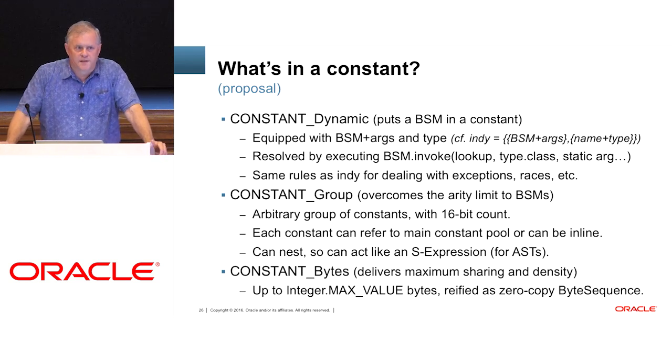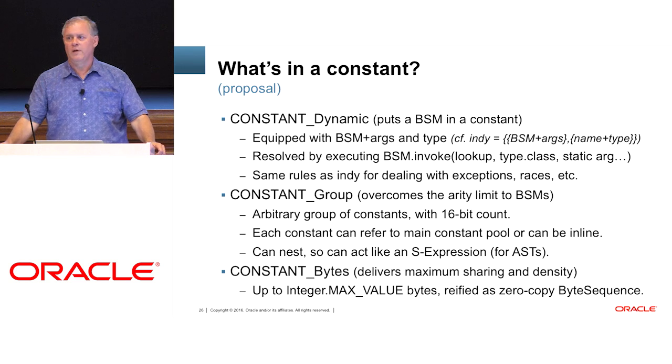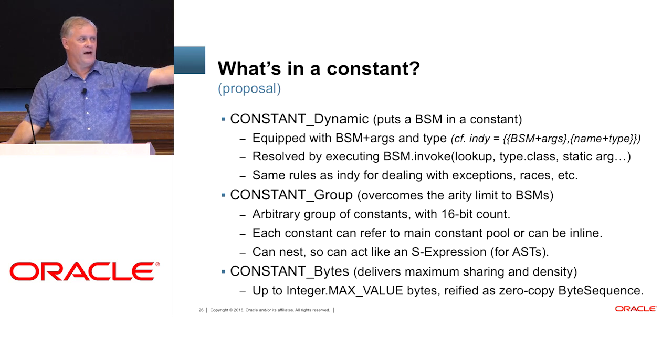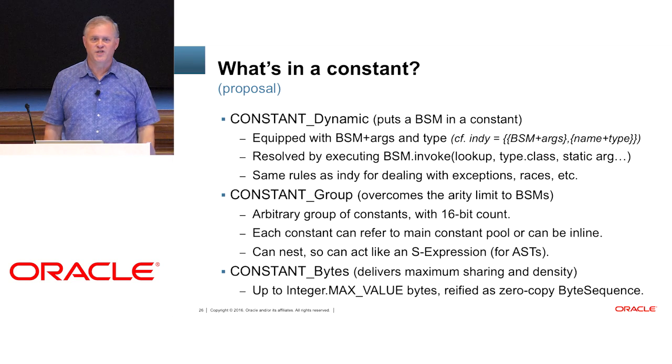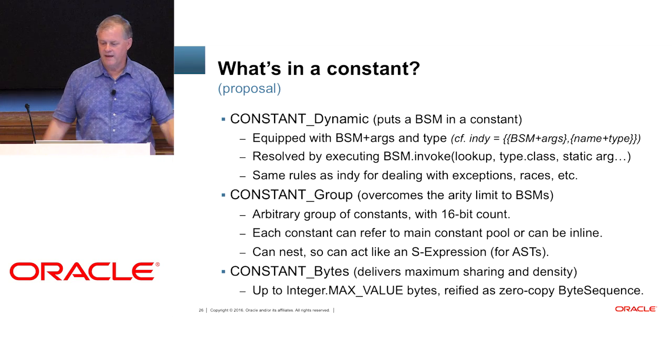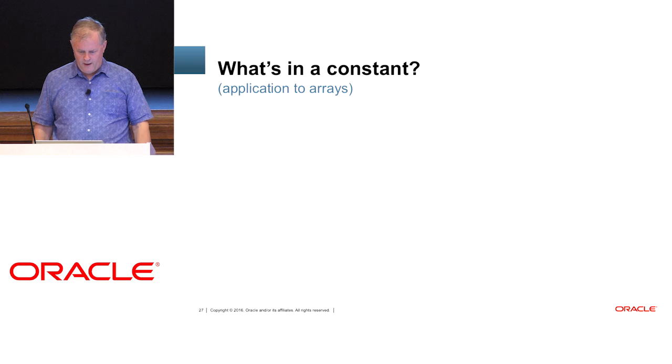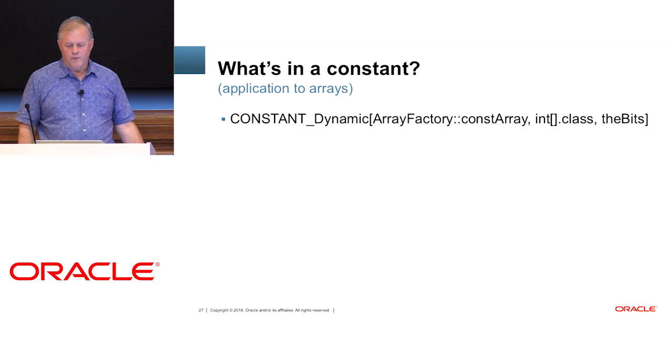And finally, for the bits, constant bytes, up to, say, 2 gigabytes. Does that sound like enough for everybody? And you can have more of them if you need to have larger payloads. But basically, this is where your primitive arrays get their bits from. What's the format? Well, it's up to the factory and the static compiler to agree. Maybe it's gzipped. Maybe it's just a data input. I don't know. All right, application to arrays should be obvious.